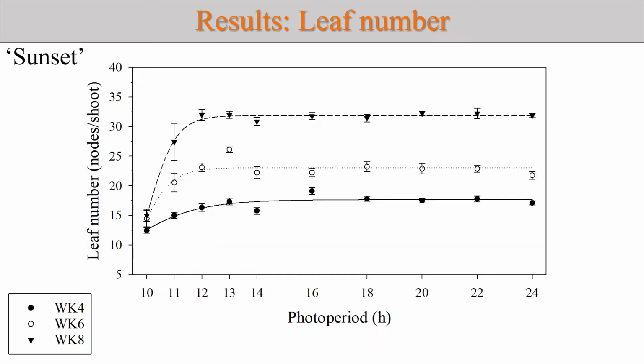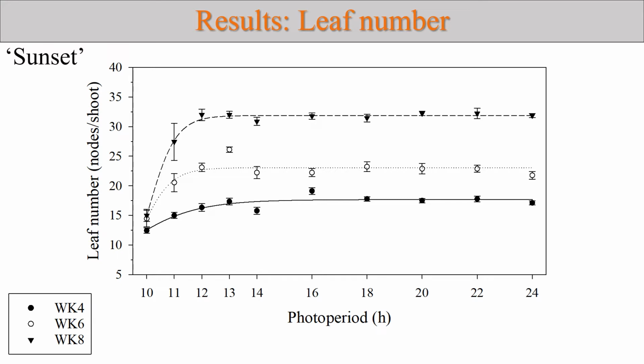So, getting into the results of this experiment, the first variety we're going to look at here is Sunset. In this figure, we have photoperiod on our x-axis going from 10 to 24 hours, and we have leaf number on our y-axis. We have 3 different trend lines here, each correlating to week 4, week 6, and week 8 of the experiment when we collect the data.